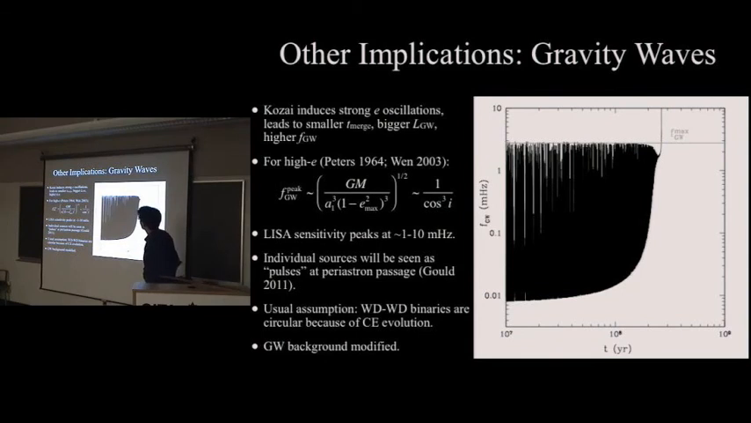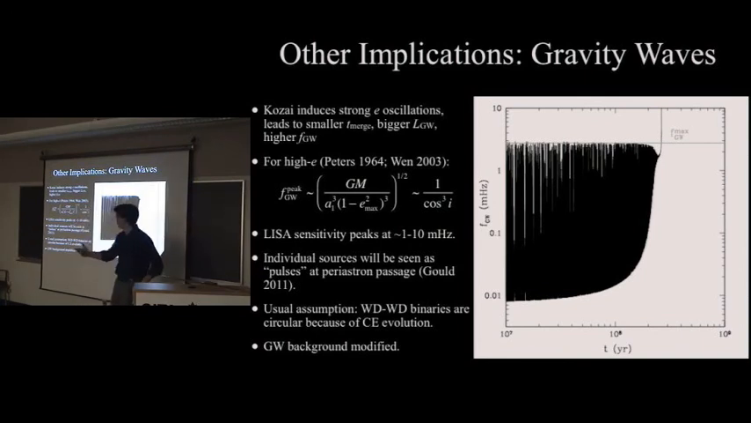I want to mention an implication of this. Kozai induces strong eccentricity oscillation. That leads to smaller T-merge. That's what I tried to show you. Bigger gravity wave luminosity and higher gravity wave frequency. Normally when gravity waves are emitted, they're emitted at multiples of omega. And when you go to high eccentricity, you can write the peak of the gravity wave signal as 1 over the eccentricity squared to the 3/2, and that looks like 1 over cos I cubed.